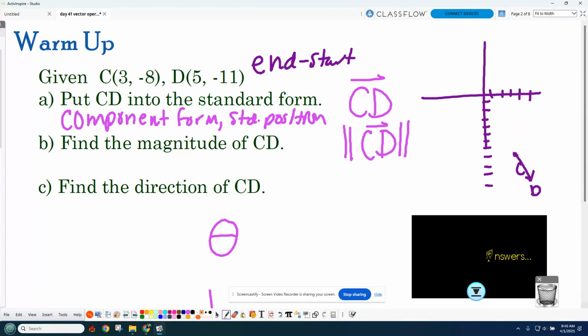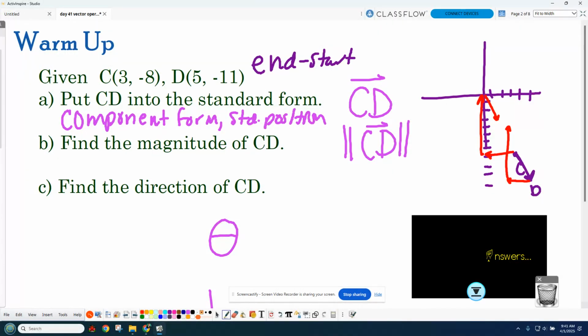So as a vector, if we started at coordinate C and ended at coordinate D, that's indicating a direction and a magnitude. Like, if I walked this far, that's my vector. Putting it into standard form, also called component form, also called standard position, that means if you were to pick this up and make the beginning start at the origin, where would the new ending be? So I need to move my starting point back 3, up 8. So if I need to move the start that way, I need to move the end back 3 and up 8.